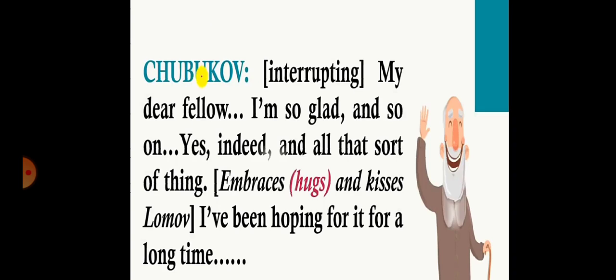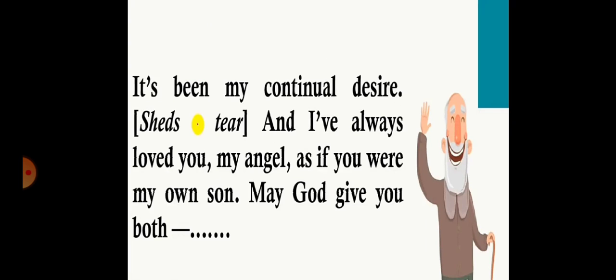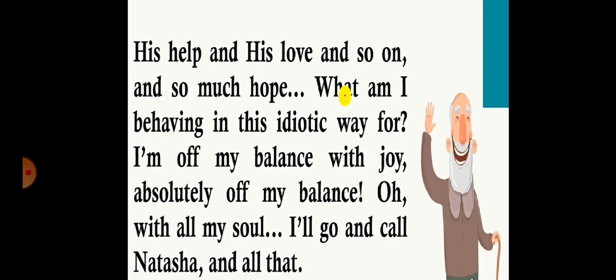So he is saying that I was highly excited and I was also hoping for the same thing for a long time. It's been my continual desire, and I have always loved you, my angel, as if you were my own son. May God give you both his blessing. So Chubukov was saying to Lomov that as I was expecting the same, and I have always loved you, so God bless you. I was always thinking as if you are my own son. I didn't separate you from Natalia anymore, with this help and this love and so much hope.